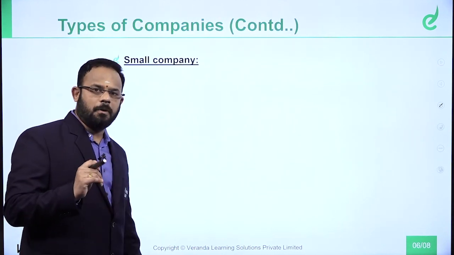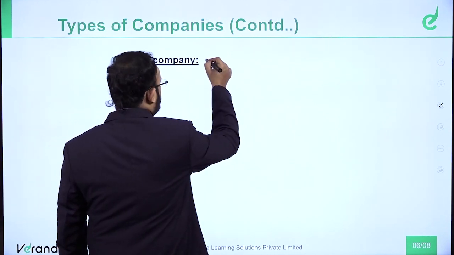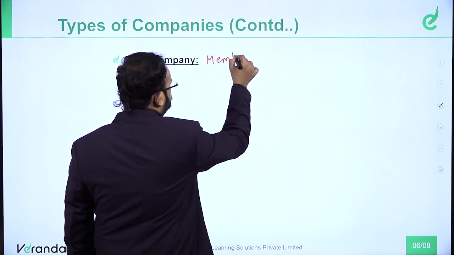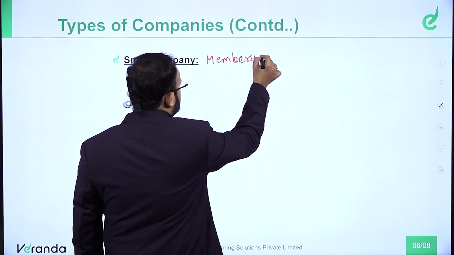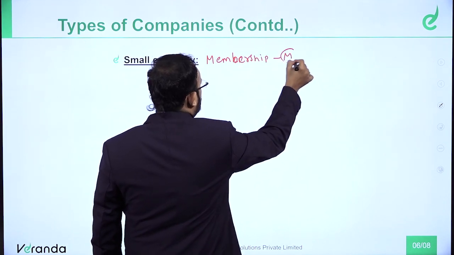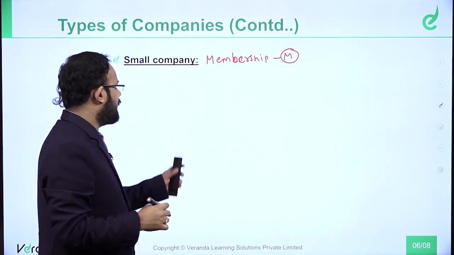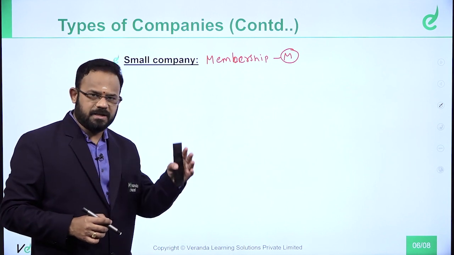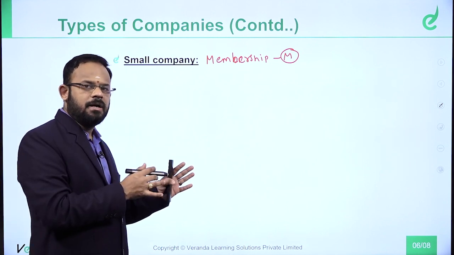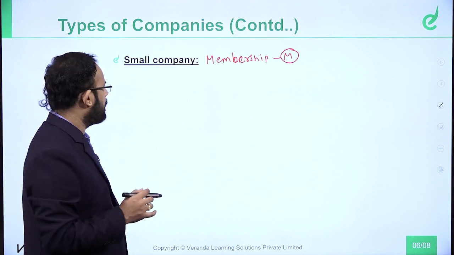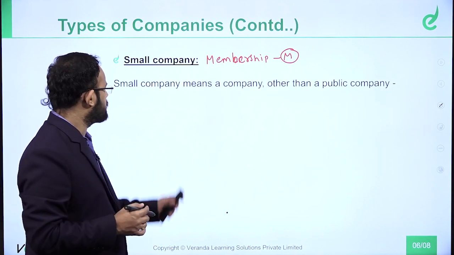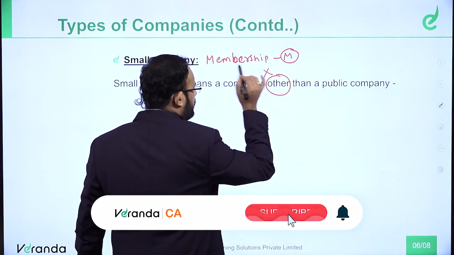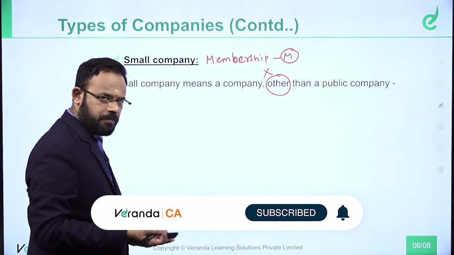Small company. Small company is again part of your membership. So membership, that means what? In CAMEL, it is M. Correct? So small company, again it is not a public company, it is a private company. So private company, one person company, small company, everything will be your private and separately you will have public. How will you know that? We already said this in the definition. Small company means a company other than a public company, not a public company. Other than public means private.